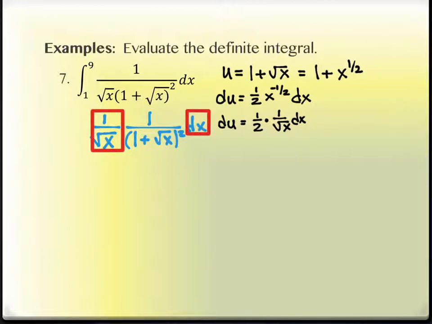What do I not have? I do not have the 1/2. So if I move it to the other side, what will it become? 2. So I'm going to have 2 du.